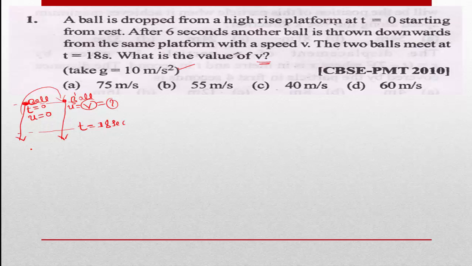Another ball is thrown downwards from the same platform with the speed v. Two balls will meet at time t equal to 18 seconds.